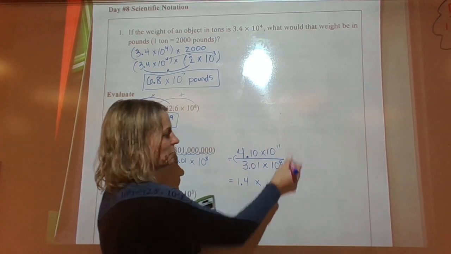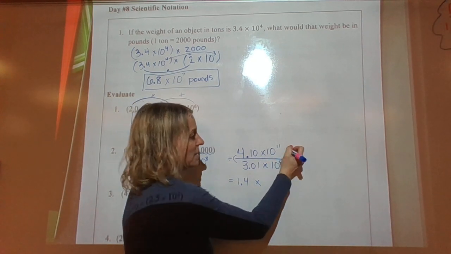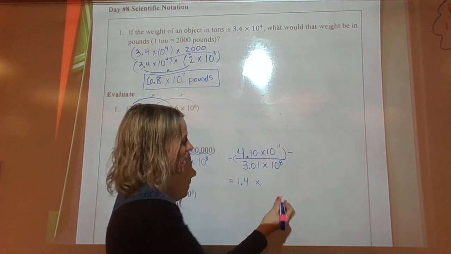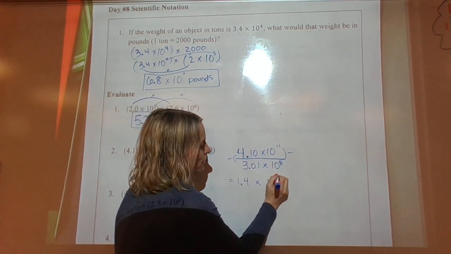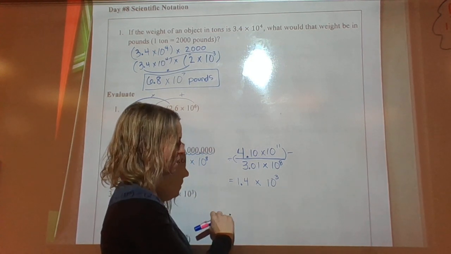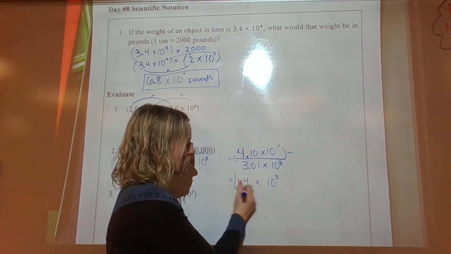Times, and then with my exponents, again, remember if we're dividing, we subtract the exponents. So 11 take away 8 would make 10 to the third power. Okay, check my answer. Is this scientific notation? It sure is. This is between 1 and 10, so we're good.